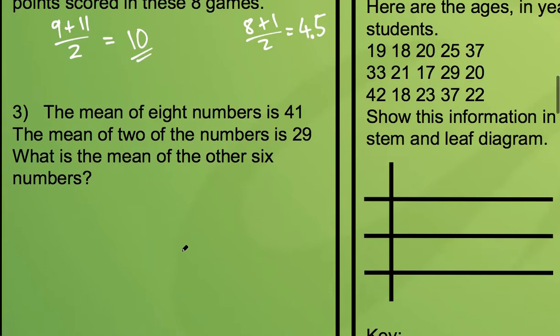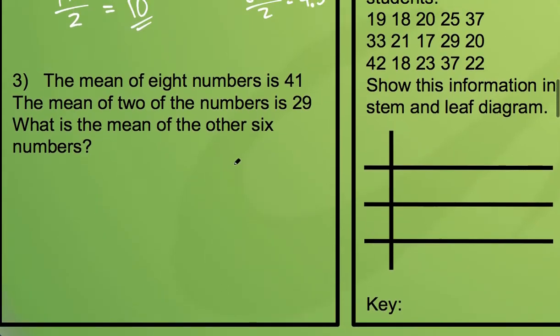Question 3. The mean of 8 numbers is 41. The mean of 2 of the numbers is 29. What is the mean of the other 6 numbers? So this is problem solving with the mean, this topic.